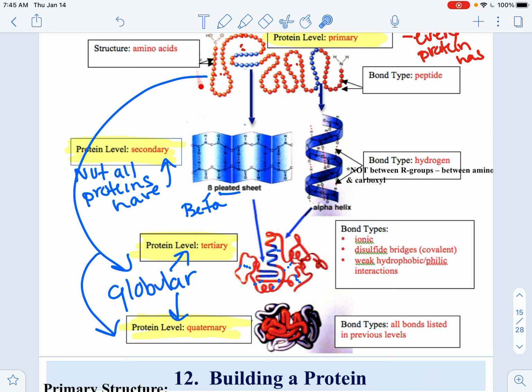If you're building a protein, you build the primary structure first, you put the right amino acids in the right order. Based on their R groups and which ones are charged, etc., that will determine if it does secondary, tertiary, how it folds up from there. So when a protein folds up into a blob like that, we call it tertiary structure, okay?